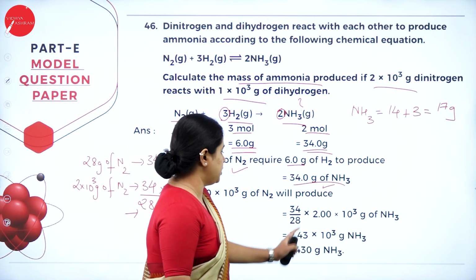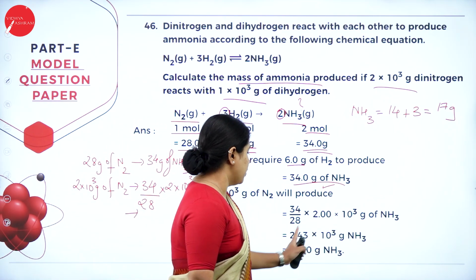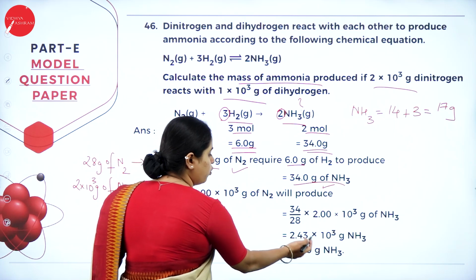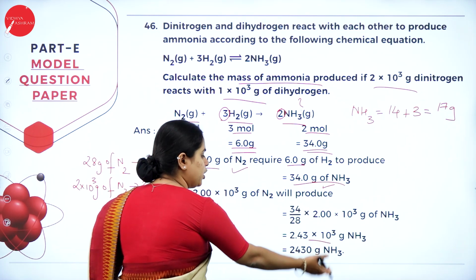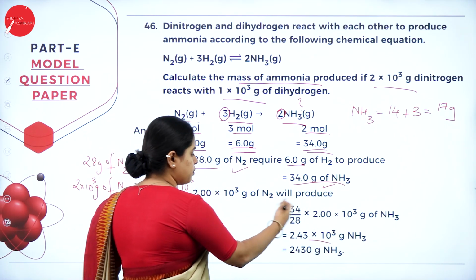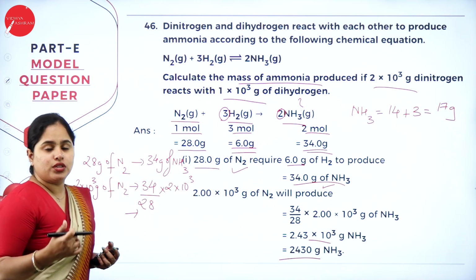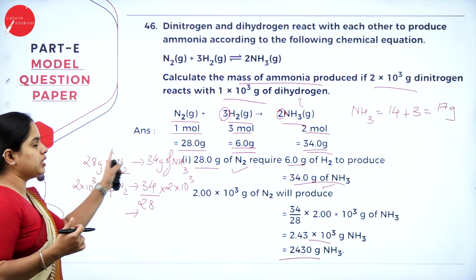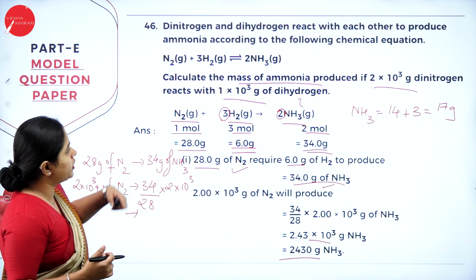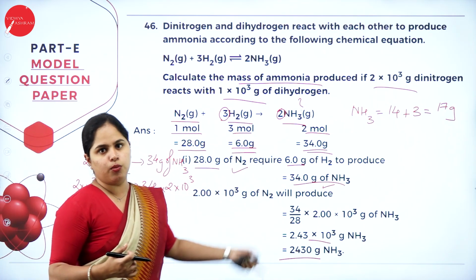So 34 divided by 28 into 2 into 10 to the power 3. So if you calculate, you get 2.43 into 10 to the power 3. If you include this 10 to the power 3, the decimal point will change to 2430 gram of ammonia. So this I have discussed in terms of nitrogen and ammonia. You can also do it in terms of hydrogen and ammonia also.